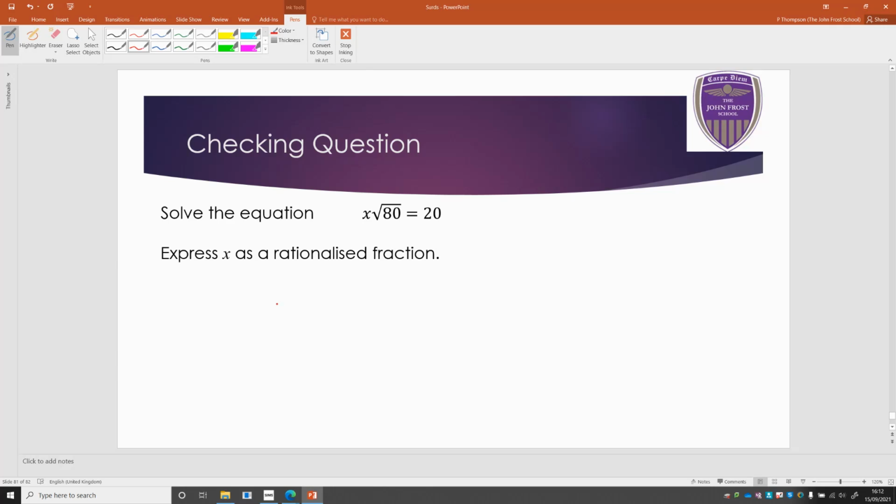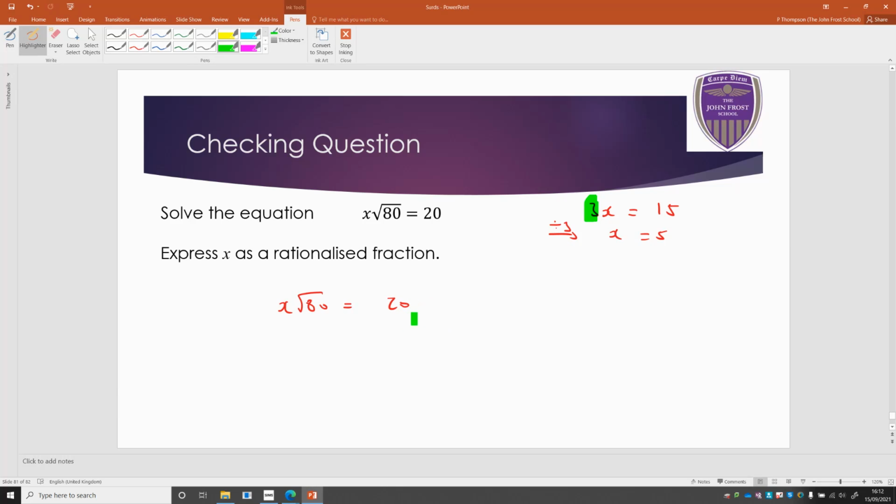Okay, welcome back. So I'm going to solve this now, okay? x root 80 equals 20. Now this looks terrifying. Remember, solve just means work out the value of x. And if we had something like 3x equals 15, remember, to solve this, we would just divide by the 3, and we would get x equals 5. Remember, we divide by the coefficient of x. This is called the coefficient.